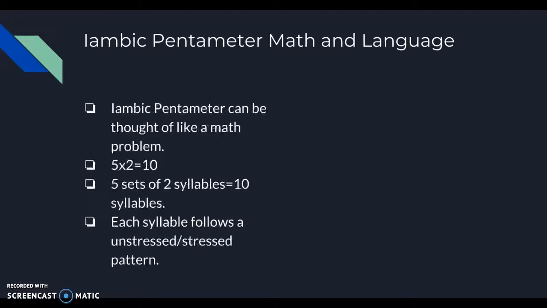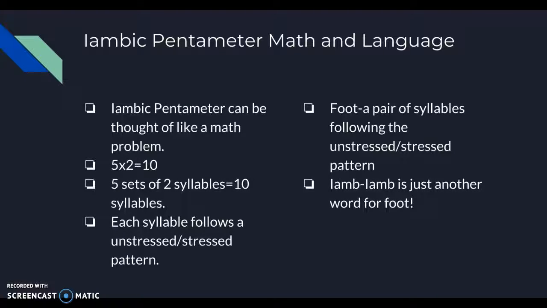Iambic pentameter, math and language. Iambic pentameter can be thought of like a math problem. 5 times 2 equals 10. Or 5 sets of 2 syllables equals 10 syllables. Each syllable follows an unstressed, stressed pattern. As far as language goes, a foot is a pair of syllables following the unstressed, stressed pattern. And the word iamb is just another word for foot.